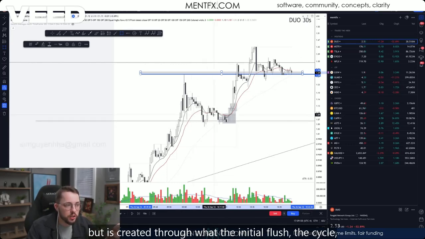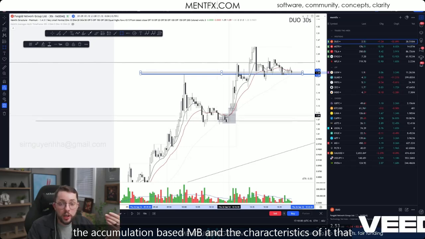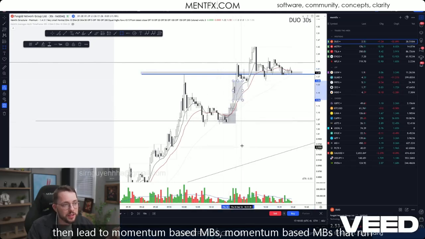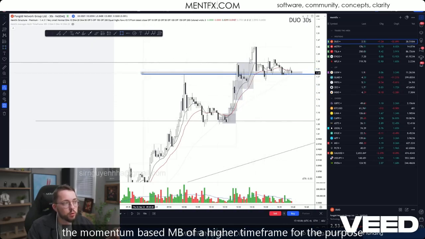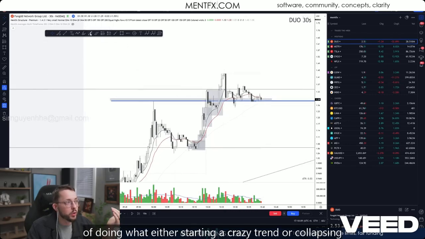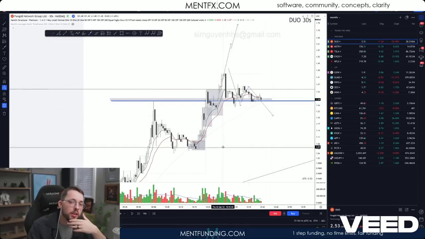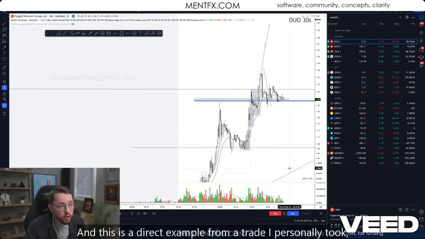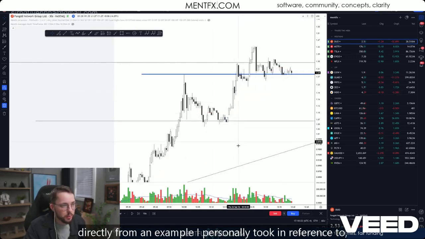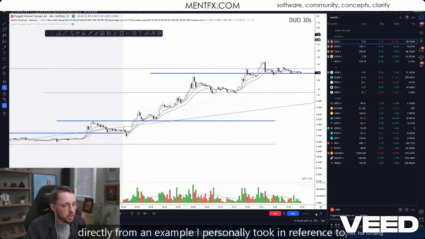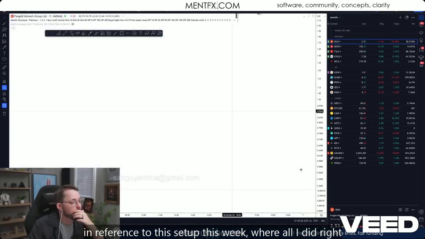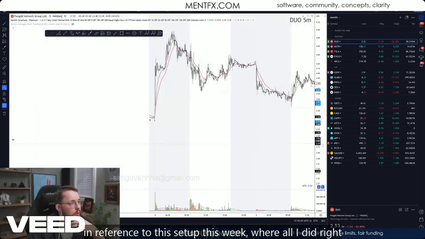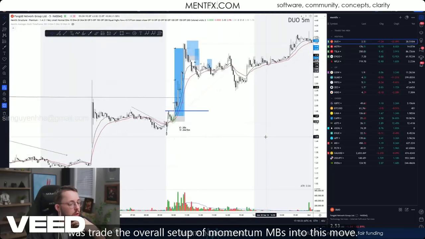The initial flush, the cycle, the accumulation-based MB and the characteristics of it that then lead to momentum-based MBs that run the momentum-based MB of a higher time frame for the purpose of doing what? Either starting a crazy trend or collapsing into new cycle flushes to start new moves. And this is a direct example from a trade I personally took. Not this one right here. I did not take this trade, but directly from an example I personally took in reference to this setup this week, where all I did, right, was trade the overall setup of momentum MBs into this move.